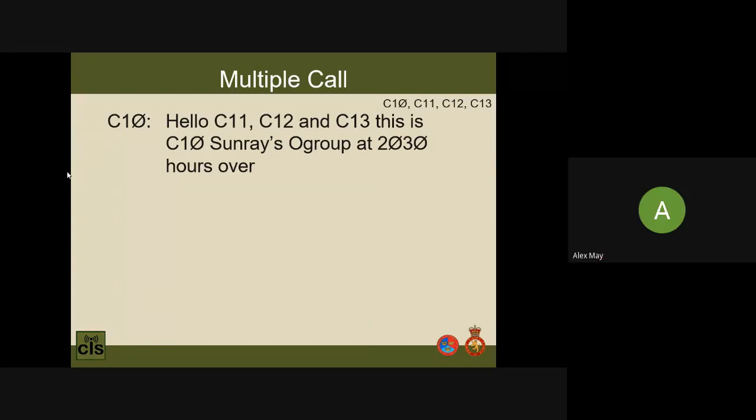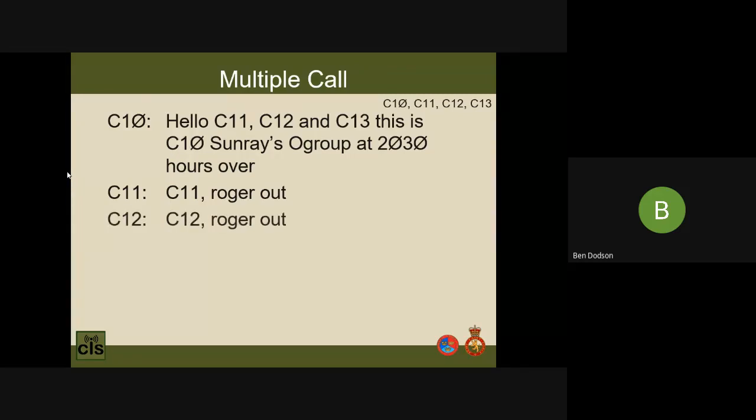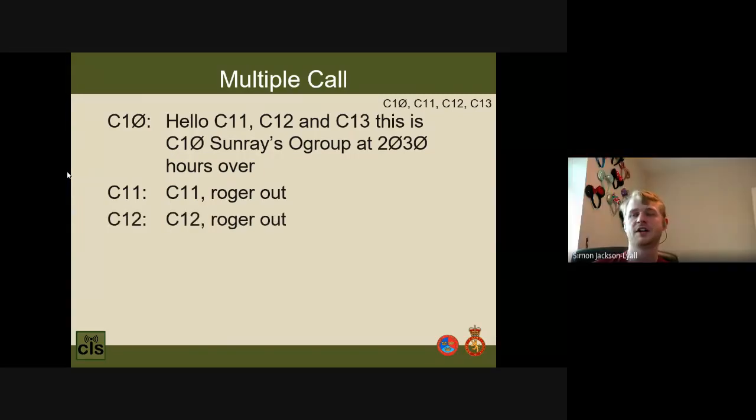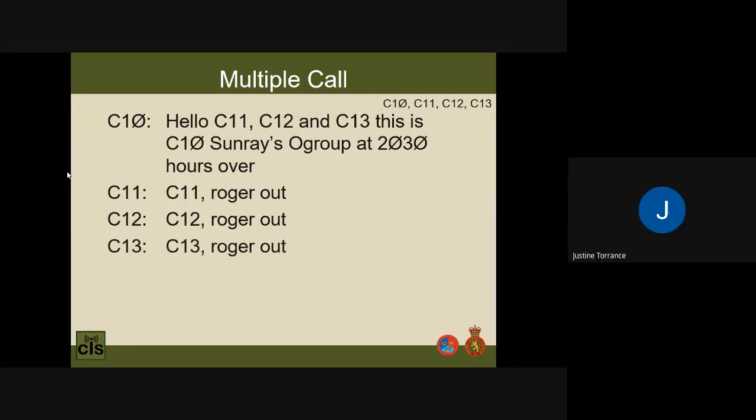Hello, Charlie 11, Charlie 12, and Charlie 13. This is Charlie 10. Sunrays O Group at 20:30 hours. Over. Charlie 11. Roger. Out. Charlie 12. Roger. Out. Charlie 13. Roger. Out. Cool.